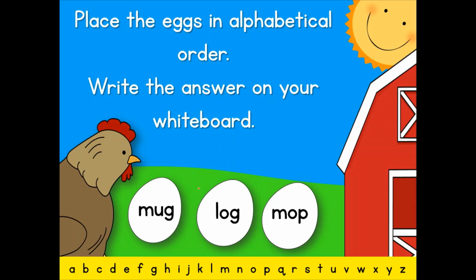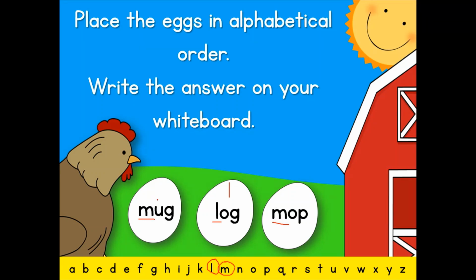All right, let's check. So, just like always, we underline the first letter first. We always start there. Okay, we see we've got an M, an L, and another M. But we still are going to start with the first letter. We have to figure out what comes first, an L or an M. So looking at your alphabet, we see that L comes first. So we know that log will be our first word. And then M comes right after. So for mug and mop, we have to figure out which one of those is going to come next.